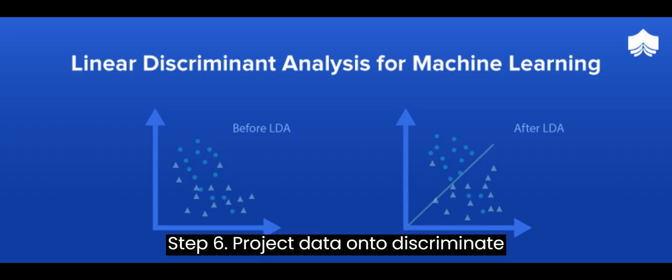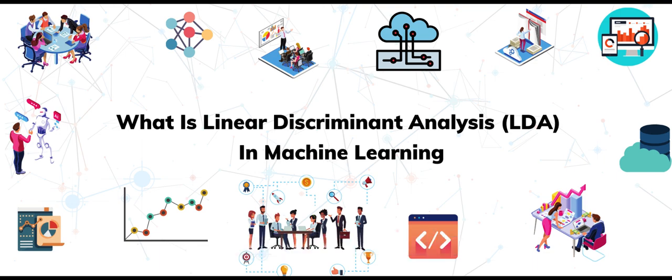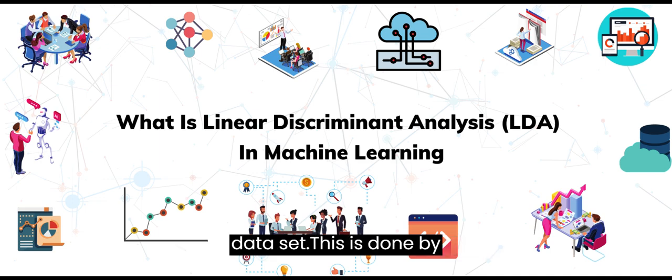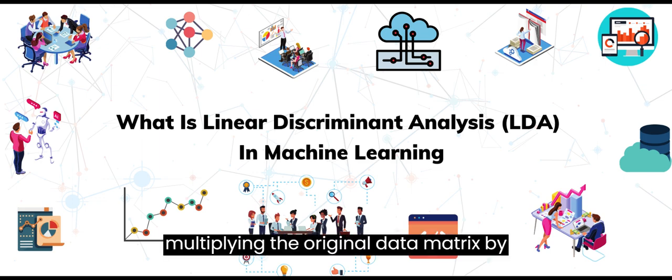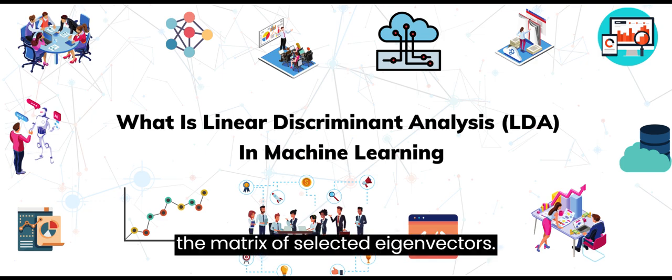Step 6. Project data onto discriminant components. Project the dataset onto the selected discriminant components to obtain the transformed dataset. This is done by multiplying the original data matrix by the matrix of selected eigenvectors.